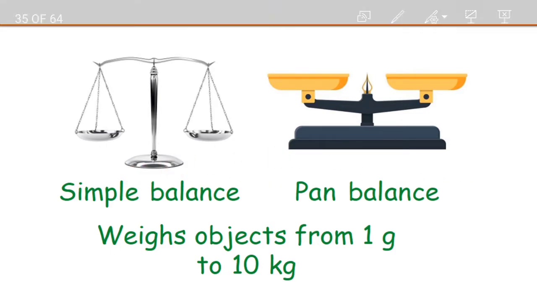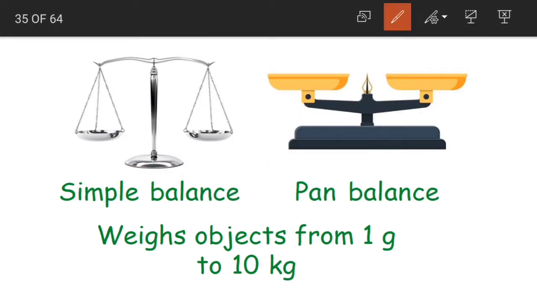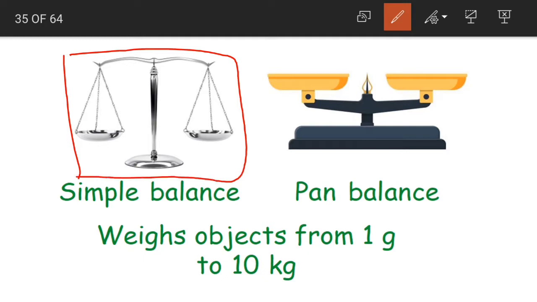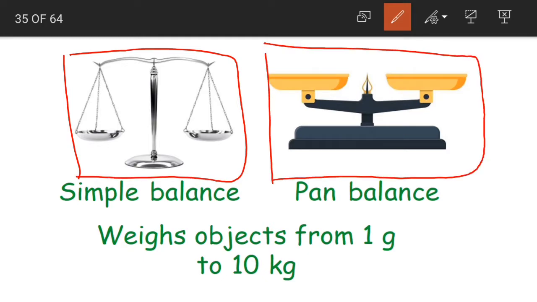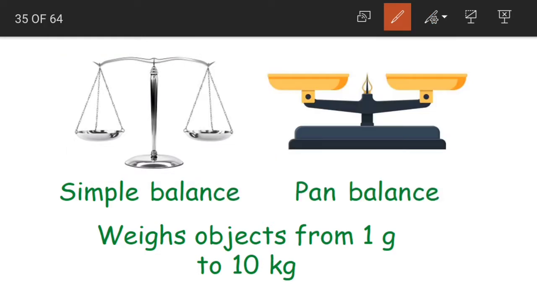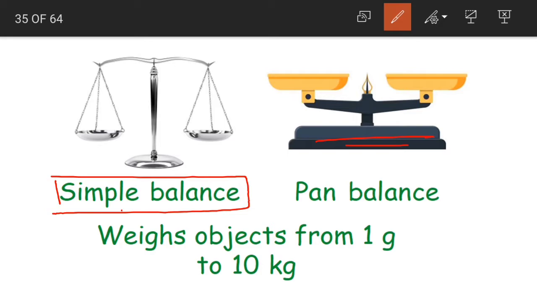In the same way, to weigh a given object, that is to find out the mass or weight, we have different instruments like this. You might have seen this if you go to a vegetable market, children, or to a grocery store, that is a kirana store. Mostly these types of balances are used in vegetable markets. This is called a balance, a simple balance. This is called a pan balance.